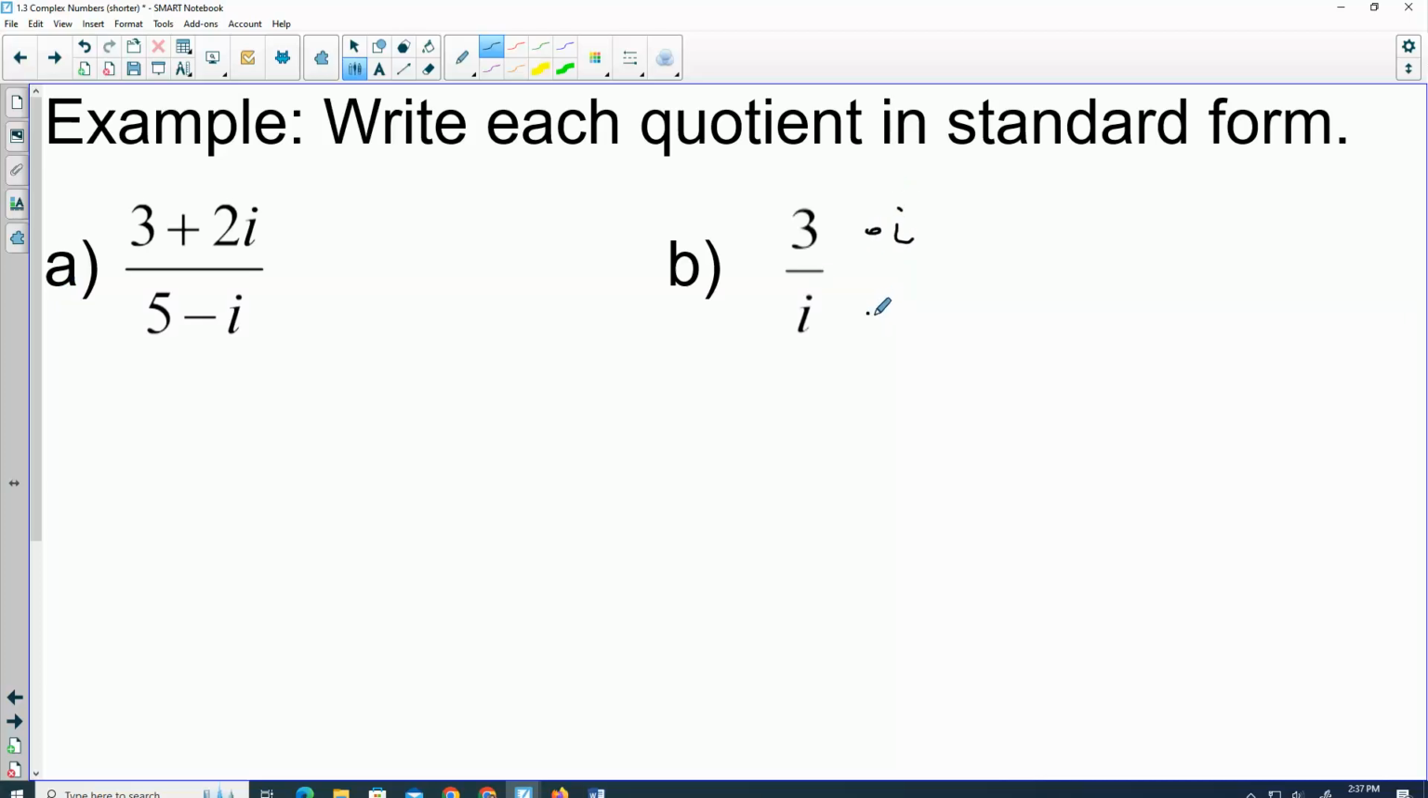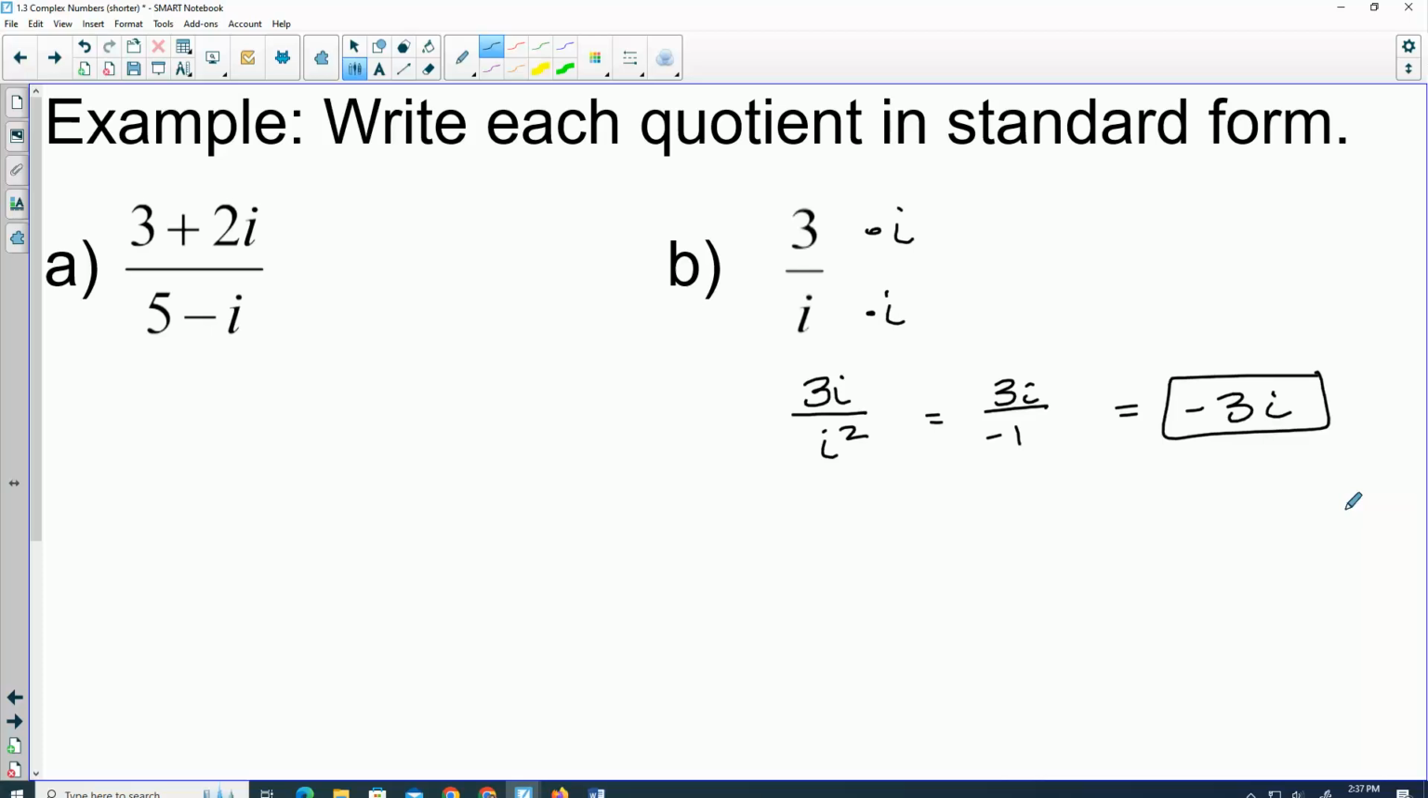If I take top and bottom times i, as long as you do the same thing on top and bottom, it doesn't change your problem. I get 3i over i squared. But i squared is negative 1, and 3i divided by negative 1 is negative 3i. So if it's just a single i on the denominator, we can multiply by it.